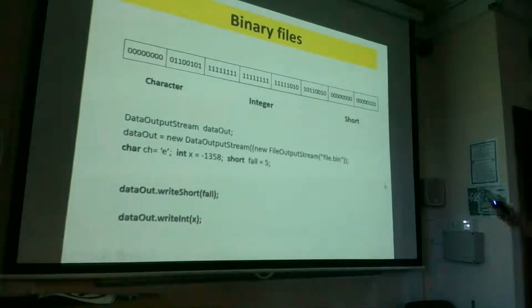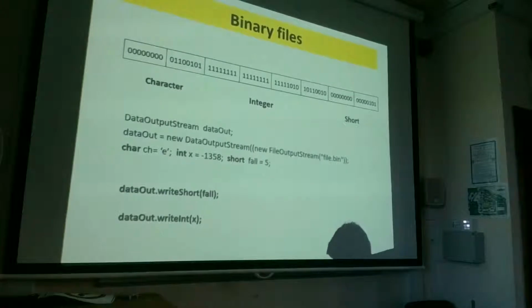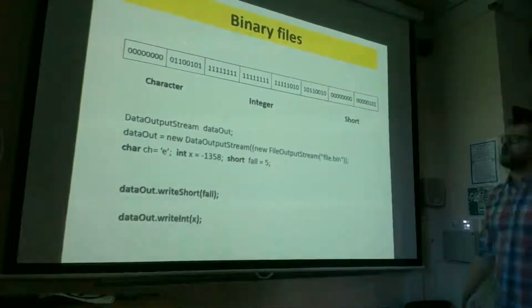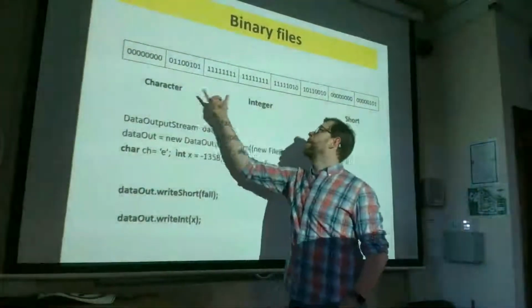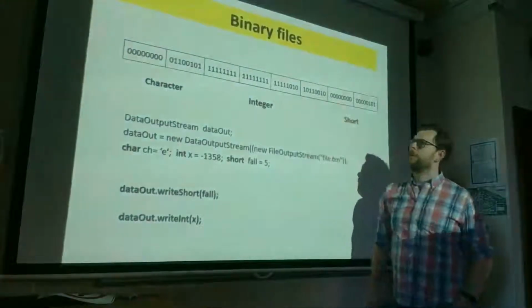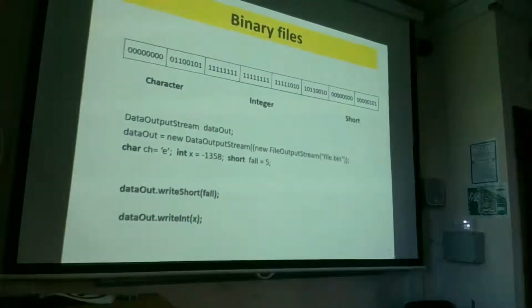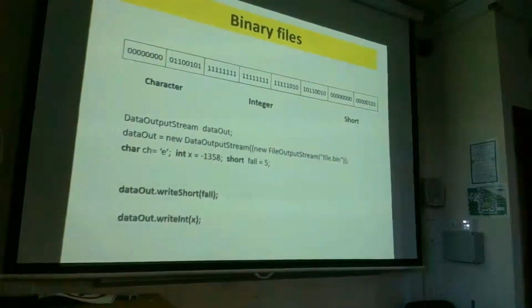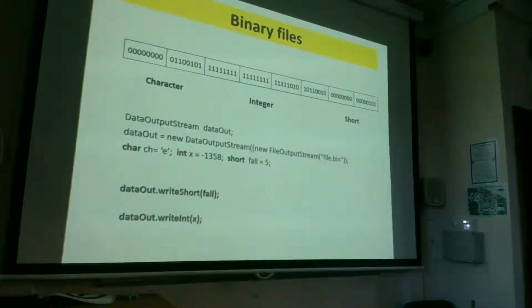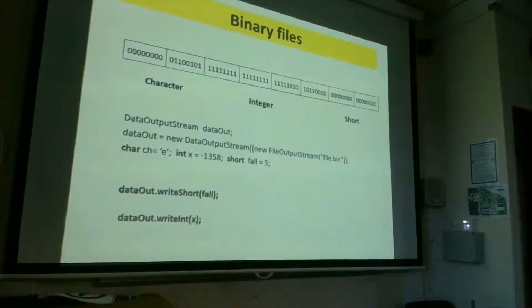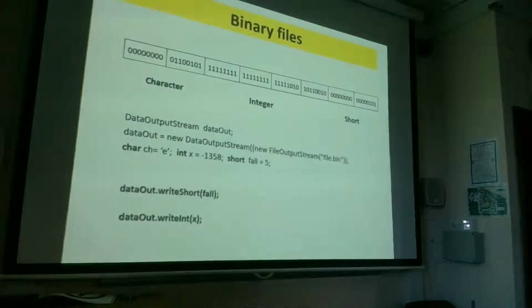Okay, now, that makes it look very sensible. We can see we've got nice headings here, character, integer, short. And because we know it's a character, and then an integer, and then a short, we know we read 2 bytes first, then we read 4 bytes, then we read 2 bytes.